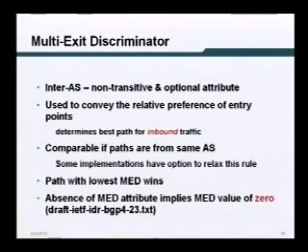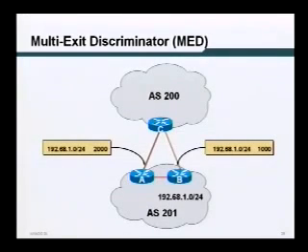Okay. MED is also a non-transitive attribute, and it's also an optional attribute. You find that some BGP implementations don't actually use MEDs at all. So it's used to convey the relative preference of entry points, determines best path for inbound traffic. Just to help with the confusion a little bit more, it's comparable only if paths are from the same AS. So it helps in that situation. In other words, we've got parallel paths from the same AS. So it's quite often used between neighboring ASs where there are multiple connections, and you can help trying to do the load sharing between you and your neighboring network.